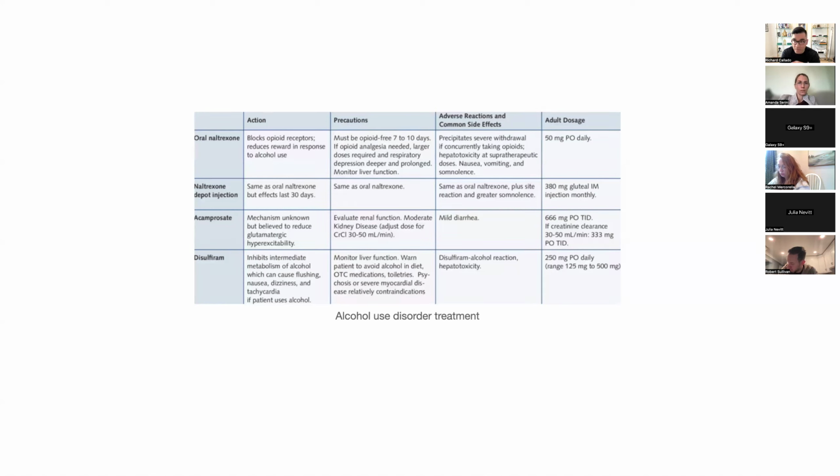Make sense? Acamprosate is given to help people with alcohol cravings. Make sure you check kidney functioning, because it's metabolized and excreted by the kidneys. Naltrexone, make sure the patient is not in moderate withdrawal, and make sure you check liver functioning. Any questions?